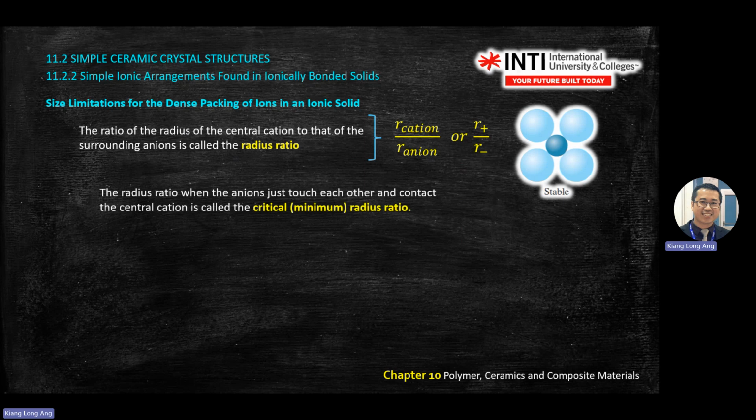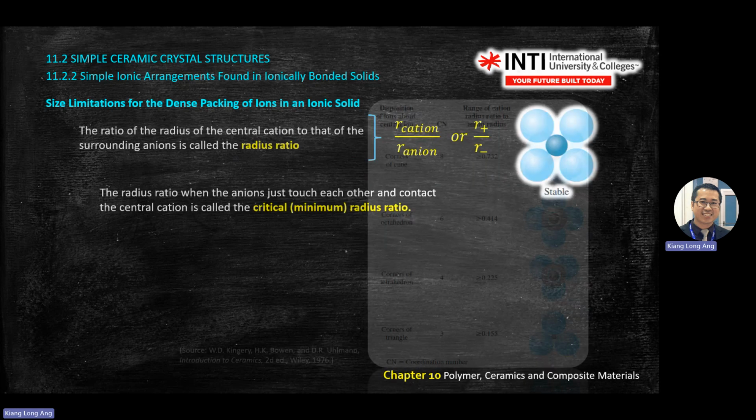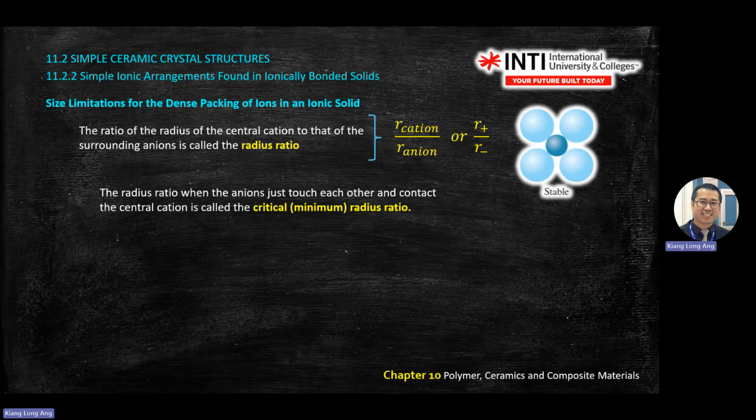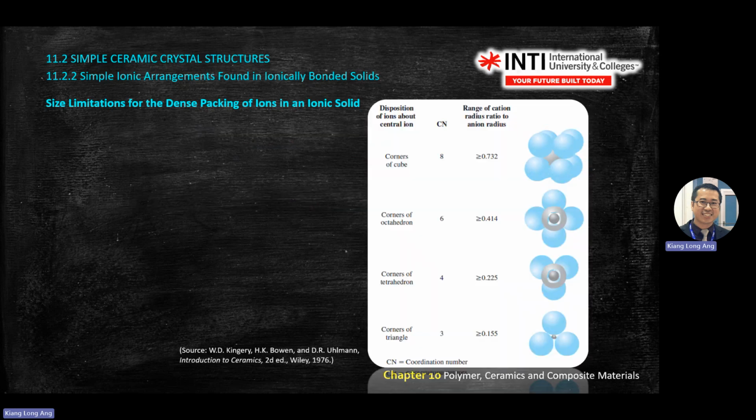Then there's one term called critical radius ratio, which is the ratio where the anions just touch one another and contact the center of the cation. The critical radius ratio is important for the ceramic chapter, because with this minimum or critical radius ratio, you know whether it's stable or not. And from this number, you also know the CN number, coordination number. So this table, we expect you to memorize.